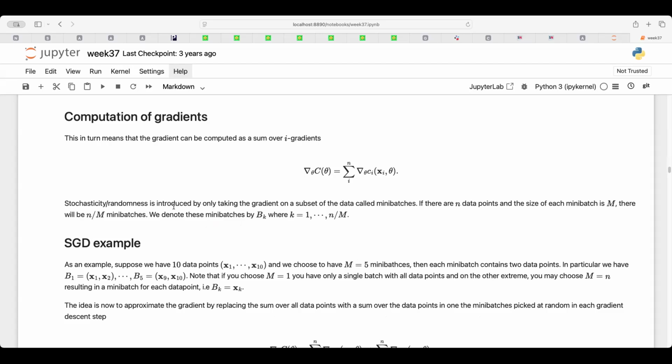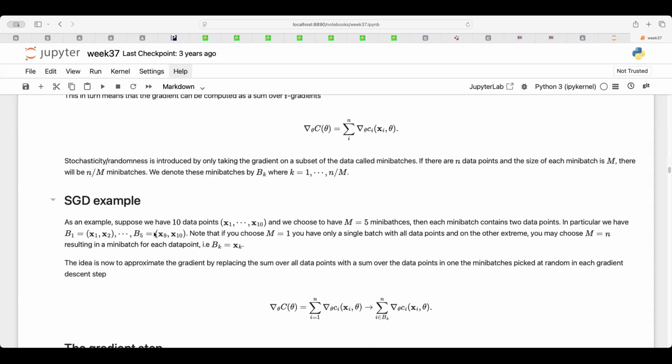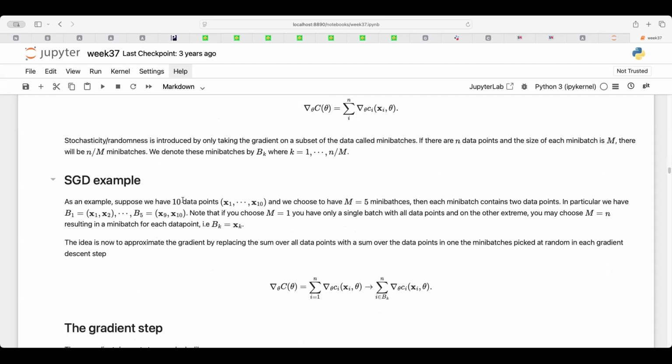The stochasticity, the randomness, is introduced by only taking the gradient on a subset of the data. These are normally called mini batches. So you split your data into batches. If you have n data points and the size of each mini batch is m, then you have in total n divided by m mini batches. A simple example: you have 10 data points, and you choose m equal to 5, which means each mini batch contains 2 data points. For each mini batch, you would then calculate the gradient.